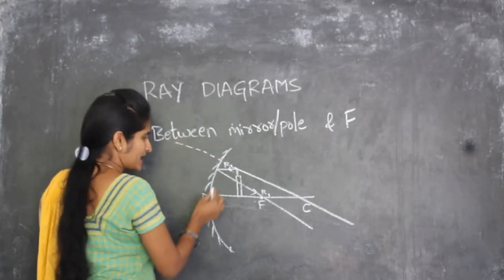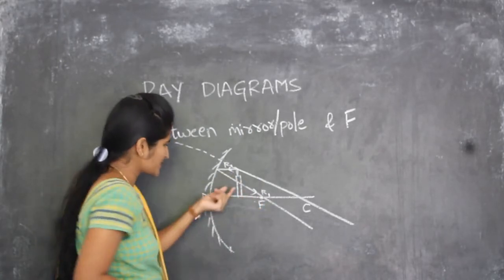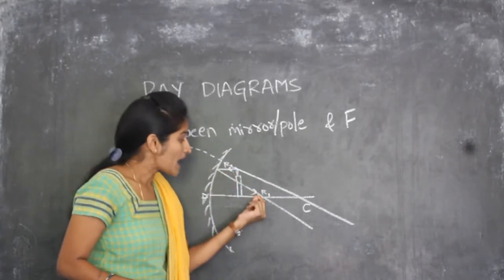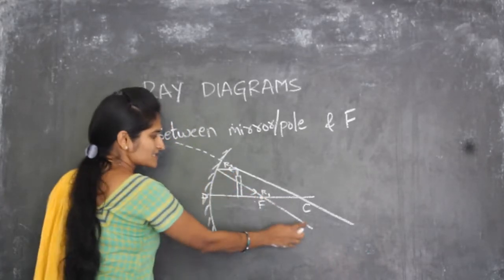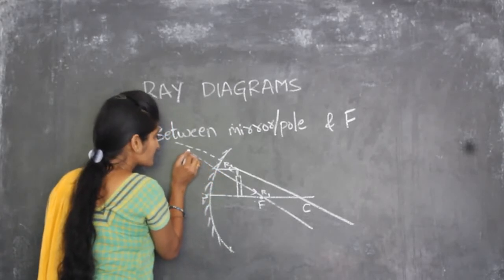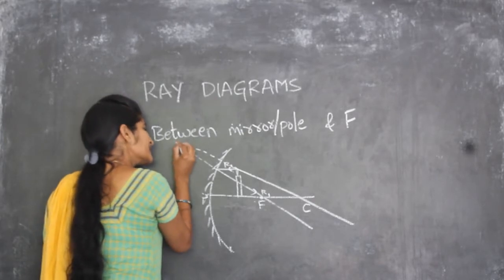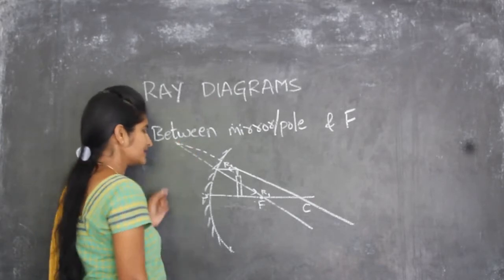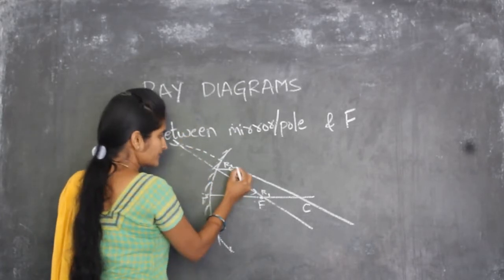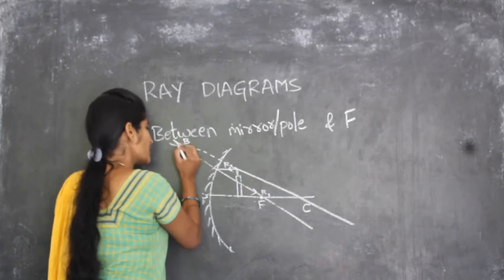Is it clear? And next we are extending the R1 ray, the reflected ray. That means not the R1 incident ray, the R1 reflected ray, which is passing through the focus. This also we are extending it. So when you extend it, they will meet at a certain point. Is it clear? That point is nothing but the image of this tip. So this is the image of the tip.